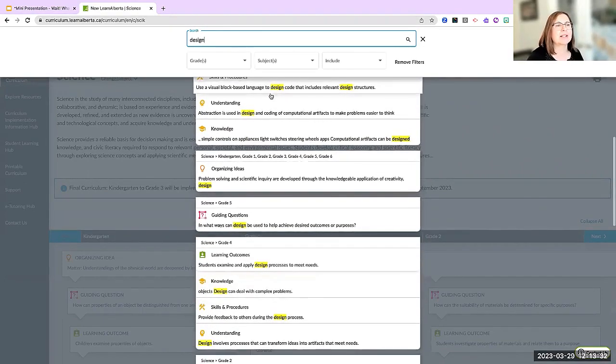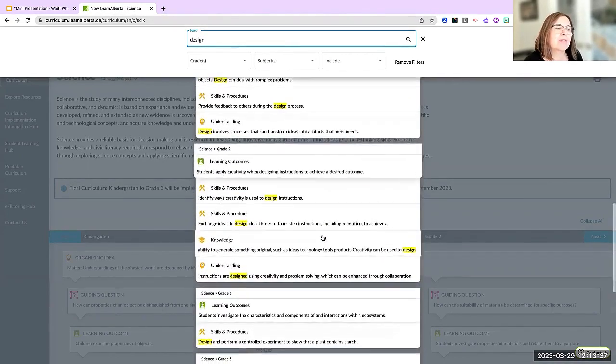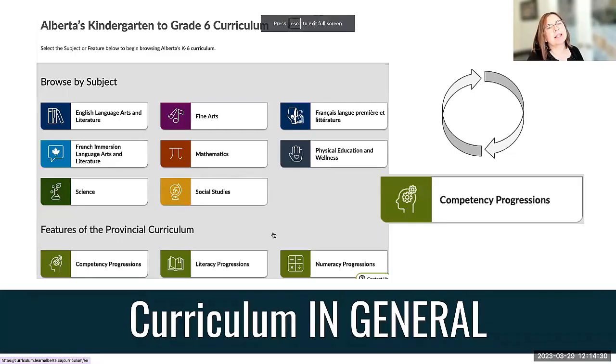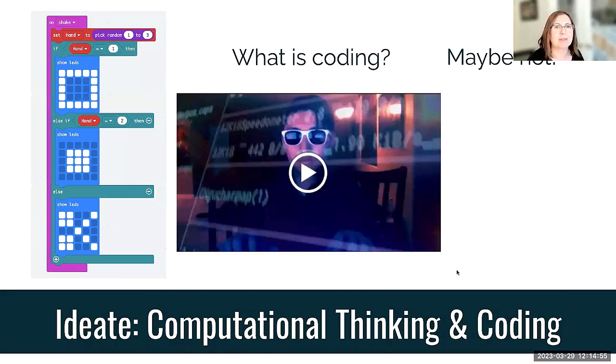So lots of connections, design and coding, computational artifacts. Design is sort of that through word that connects the different pieces together. And you'll see that the whole notion of designing and creativity and computational thinking is recursive across the entire curriculum and across many subjects and fits right into the competency progressions, because really what we're looking at with both design thinking and computational thinking is basic problem solving. And problem solving is something that we have thought about for years and taught for years, and it's just using that new language to it.